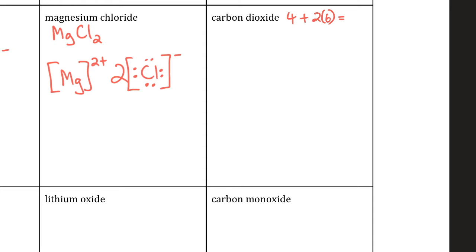So how many is that? 2 times 6 is 12, plus 4 is 16. So there should be 16 electrons shared between carbon and oxygen. So I'm going to start off with carbon. Let me just move this C over a bit. Let's put it in the middle, just in case we need more space. It's carbon dioxide. So carbon's going to go in the middle. And there's 2 oxygens. I'm going to put them to either side of carbon just to spread it out.